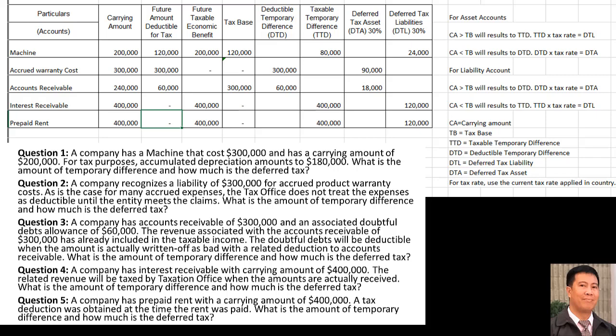Accounts receivable. Now, as per accounting, the net realizable value, I hope you're familiar with that term, will be what? We have a gross amount of $300,000 there, and then there is an allowance for doubtful debts of $60,000. So the net realizable value or carrying amount of accounts receivable will be $300,000 less $60,000, so the amount is $240,000. Are we clear on how I got this?